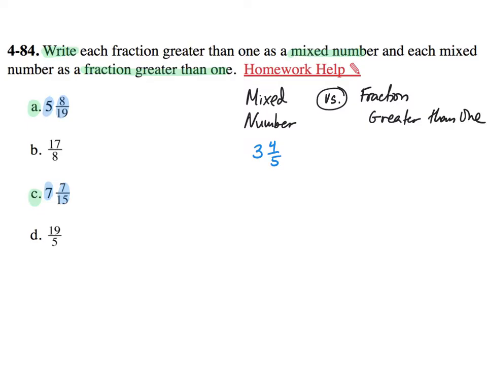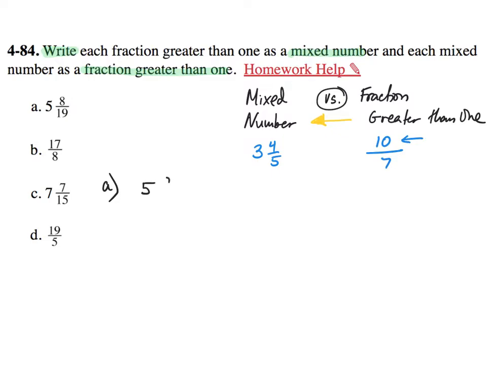A fraction greater than 1 has a numerator larger than the denominator, so it's like 10/7. So the top number is larger. So letter B and letter D are fractions greater than 1, and our job is to change them to a mixed number. So I'm gonna do one of each kind in this video. So let's start with letter A.